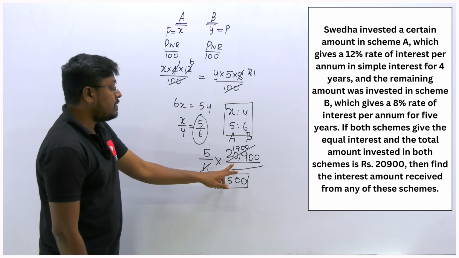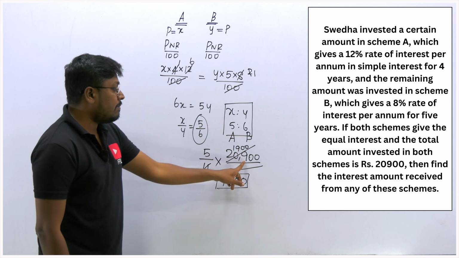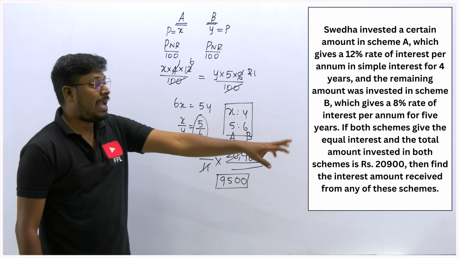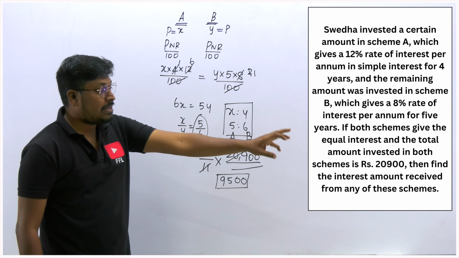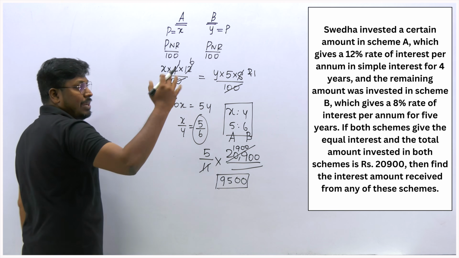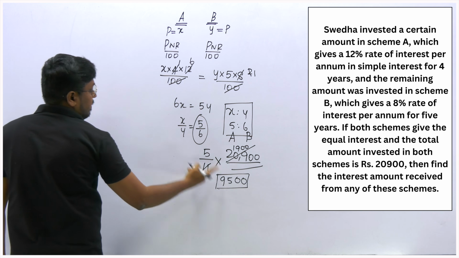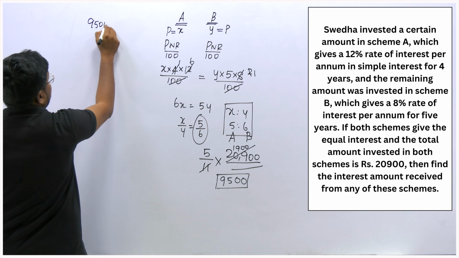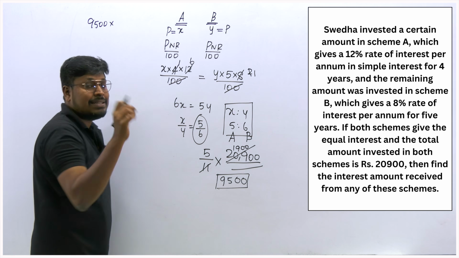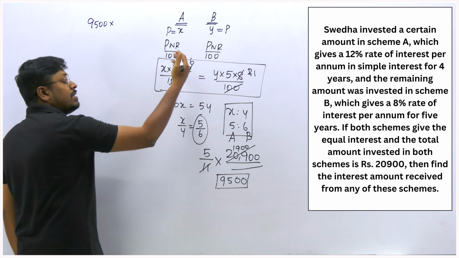So now we found that out of this 20,900, Sweta invested 9,500 in scheme A and the remaining amount in scheme B. Now the question here is we need to find any one, right? Find the interest amount received from any of these schemes. That means we can find either A or B, any one of the schemes. So we know the interest formula is PNR by 100. So the principal is 9,500, because both the interests are the same, right? So whether you find the interest for this or for this, we will get the same value. That's the clue they have given, that both the interests are the same.